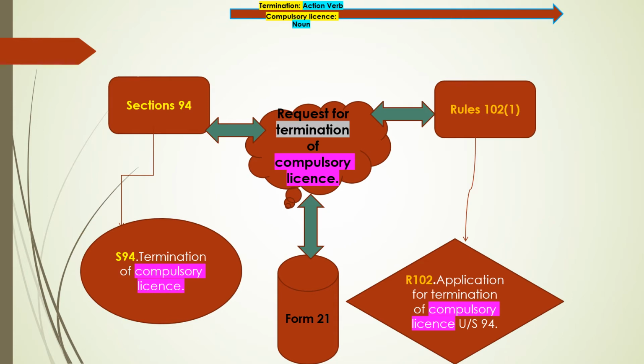As we can see, in the title for section 94 we find termination of compulsory license, and for the title for form number 21 we find request for termination of compulsory license. Also, for the title of rule number 102 we find application for termination of compulsory license under section 94. So easily a linkage can be set up between the three. Just remember the primary word is compulsory license and the secondary word is termination. Fine. Let us proceed.